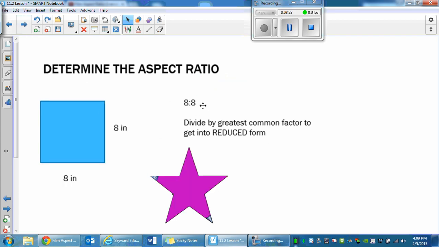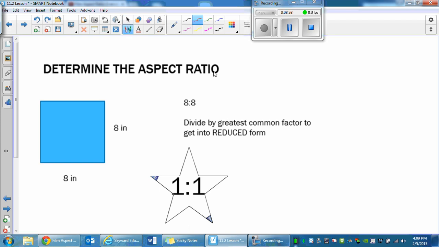This one, the greatest common factor of 8 is 1. So when I divide 8 and 8 by 1, or sorry, I gave you the answer. So the GCF of 8 and 8 is 8. And when I divide the 8s, I get 1. Sorry for that, talking too fast.